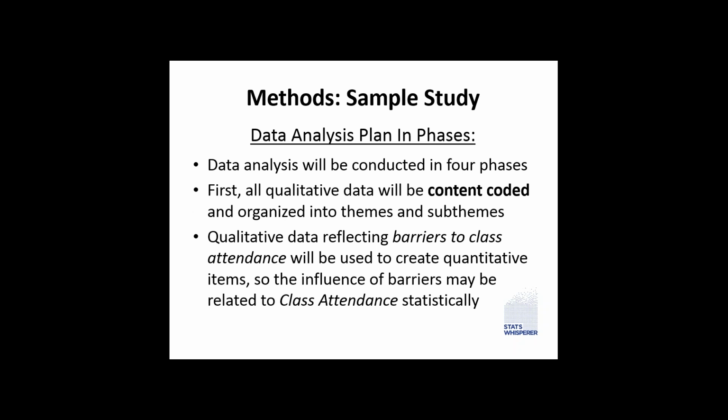So just break it down very simply. Data analysis will be conducted in 4 phases. Okay, so first, we have our qualitative data, which will be content coded and organized into themes and subthemes. Right, very simple. Qualitative data reflecting barriers to class attendance will be used to create quantitative items, so the influence of barriers may be related to class attendance statistically. We mentioned that a bit in the instrument section, but there's nothing wrong with mentioning it again.